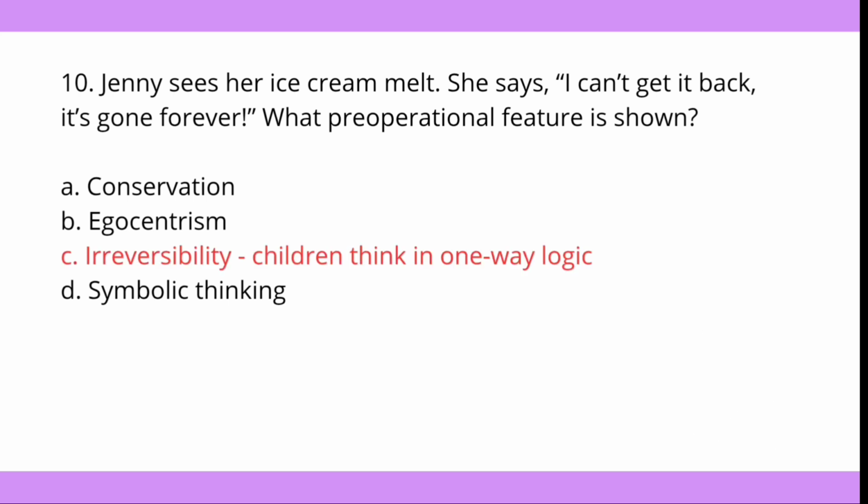The answer is letter C. One of the characteristics of the pre-operational stage is irreversibility, where children think in one-way logic. This means they have difficulty in mentally reversing a step or an action. That is why, if something happens, they see it as final and cannot imagine it being undone.